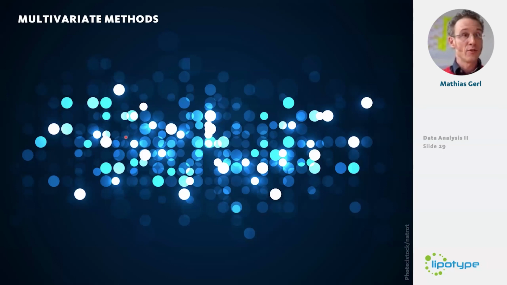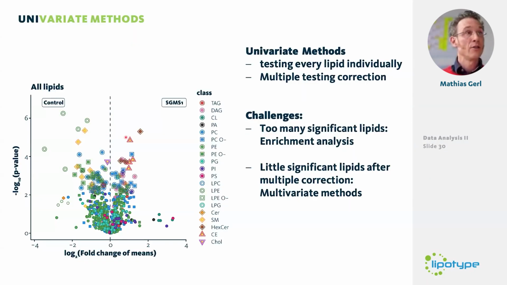And here, first of all, what is that? What is a multivariate? You can contrast this to a univariate method, which simply means that you are testing every lipid individually. So for every lipid, you do a statistical test, and hence you are testing that one dimension, that one lipid. And because you do so many of these tests, you obviously have to do multiple testing correction. That means that you adjust your p-values for the fact that you could find something by chance just because you do so many tests.